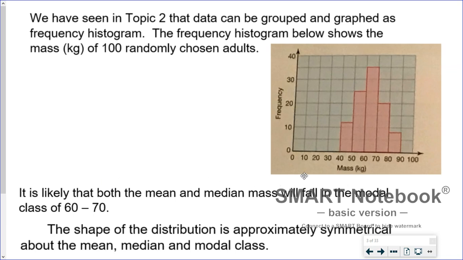it looks like both the mean and median will fall in the modal class of 60 to 70, right? So this bar right in here, right? The shape of the distribution is approximately symmetrical about the mean, median, and modal class. So as you can see, this being the center, it's somewhat symmetrical.